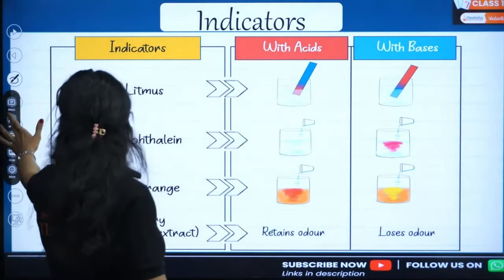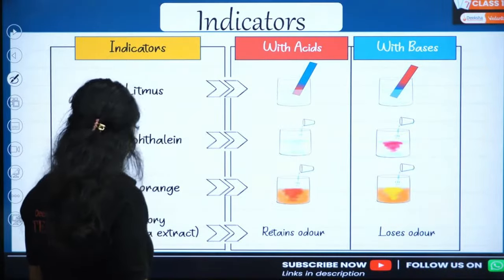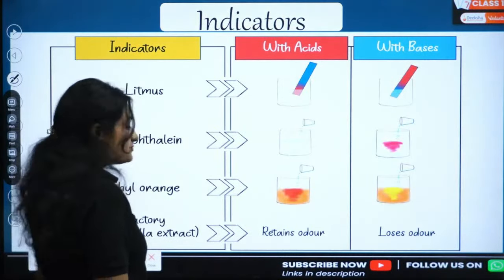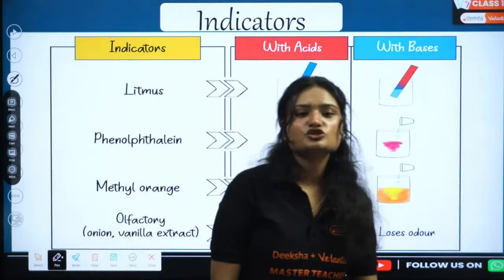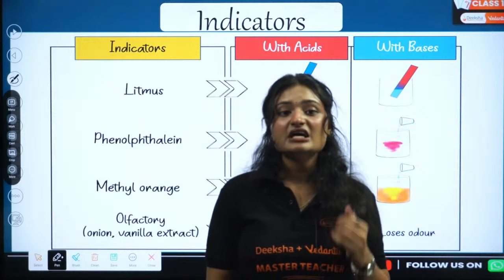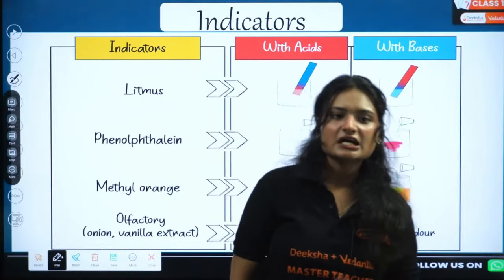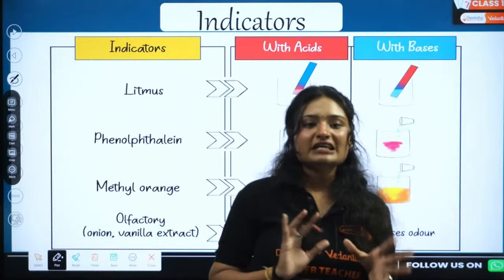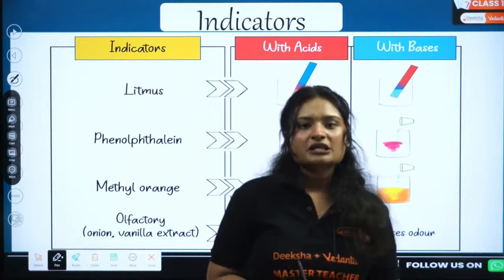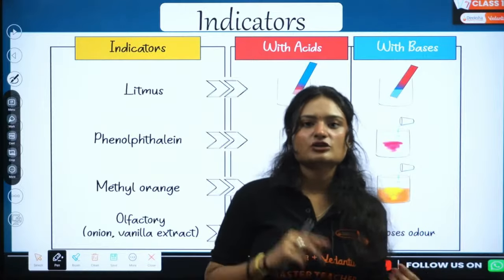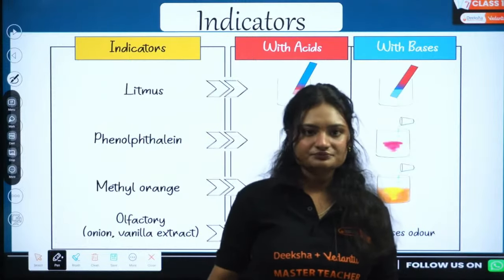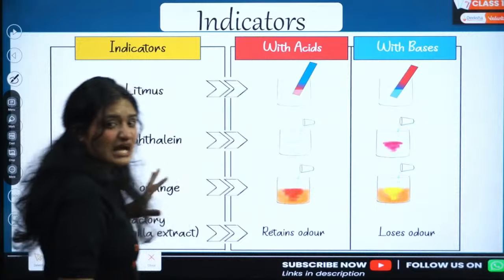Indicators. Next one is indicators. Now, what are indicators? Indicators are substances or compounds that are used to indicate whether the substance we have is acidic or basic. They do not tell the quantity, how much acidic or how much basic. They will just tell us it is acidic or it is basic. Clear? Okay.